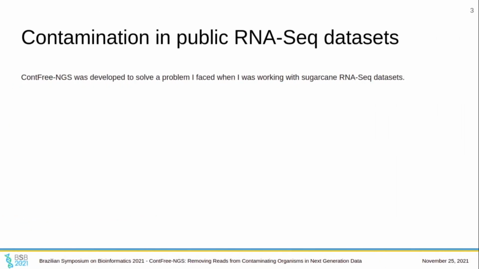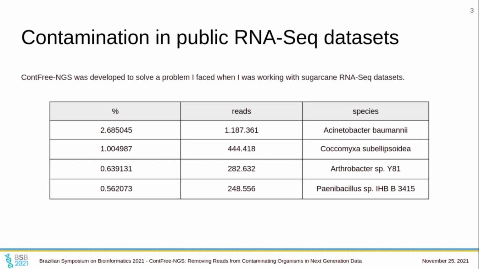So, ContFree-NGS was developed to solve a problem I faced when I was working with sugarcane RNA-seq datasets. As you can see here, that is the taxonomic information of the contaminating sequences in the sugarcane datasets that I was working with. Here you can see the number of reads and percentage of contamination. Acinetobacter baumannii is a bacteria, and it has almost 3% of reads in this dataset.